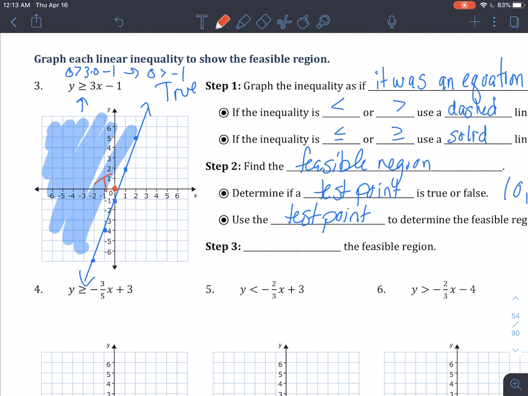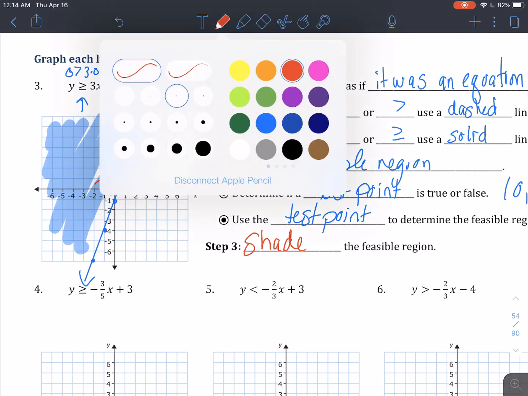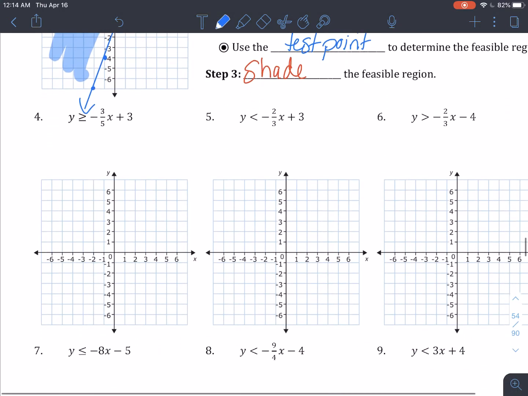And that is step 3: to shade the feasible region. If we got a point that is false, we would shade the other side, and we'll look to see that happen here in a second. Okay, so let's try another example.